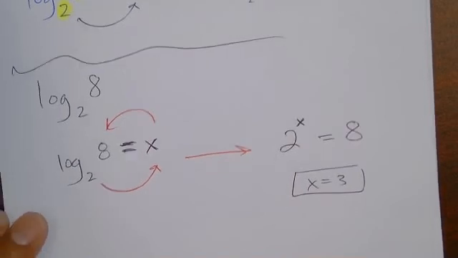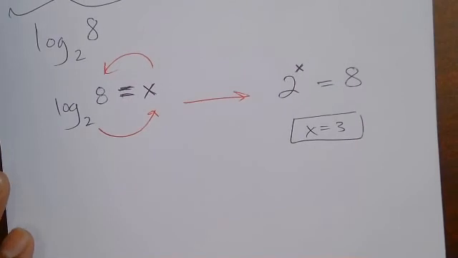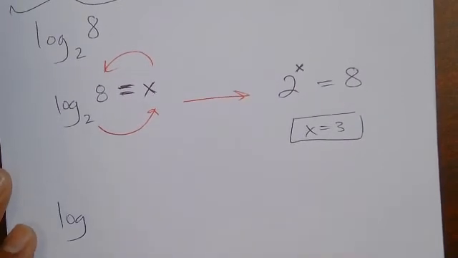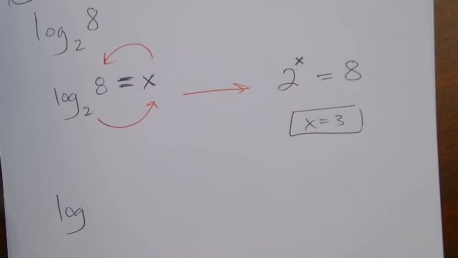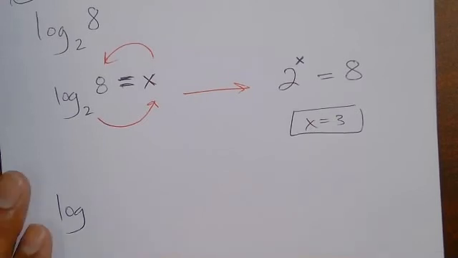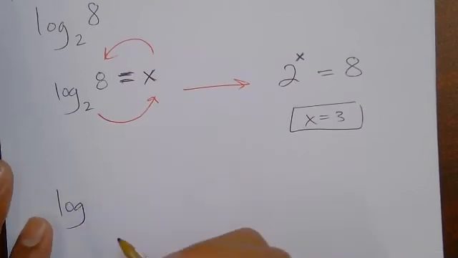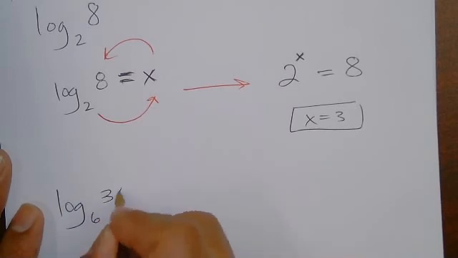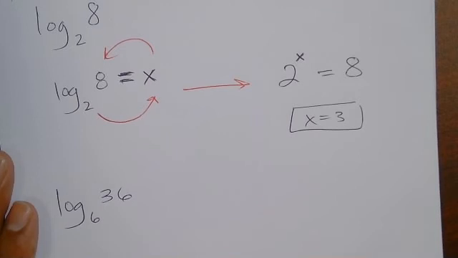Let me give you another one. What if I put this? Again, this is the ones from yesterday. Log. Again, see, they're gonna present the problem in logarithmic form. You don't know logarithmic form. Change it to exponential, and it makes sense to you. Okay. What if I tell you log 6 of 36?